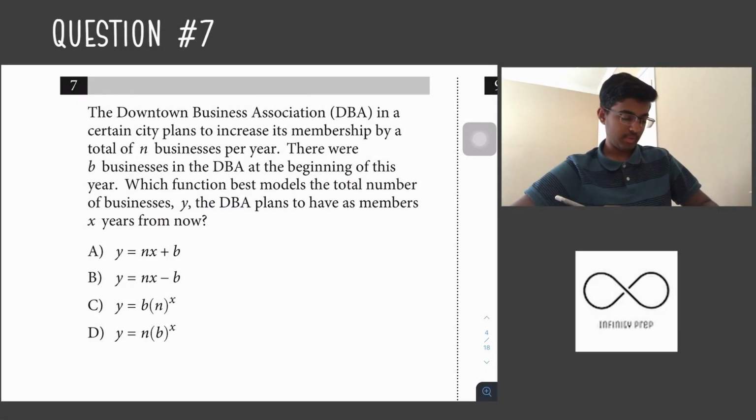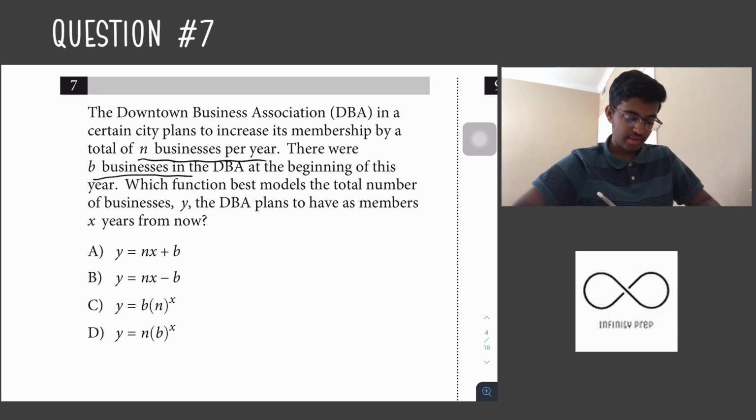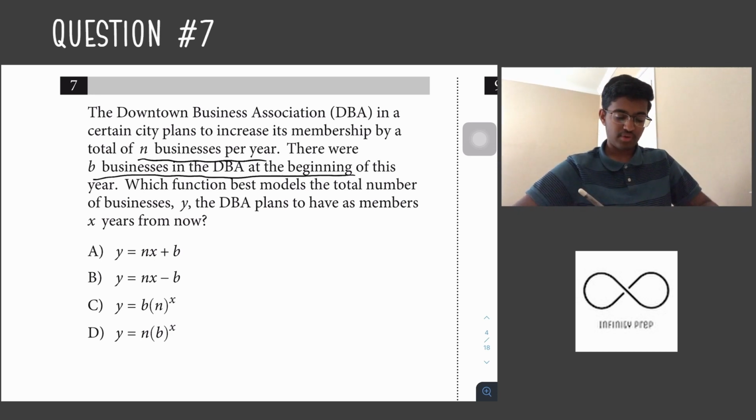Question number 7. The Downtown Business Association in a certain city plans to increase its membership by a total of n businesses per year. There will be b businesses in the DBA at the beginning of this year. Which function best models the total number of businesses y the DBA plans to have as members x years from now on?